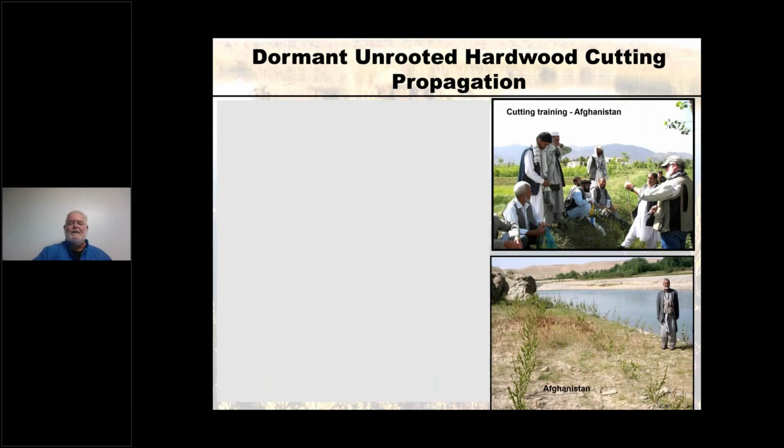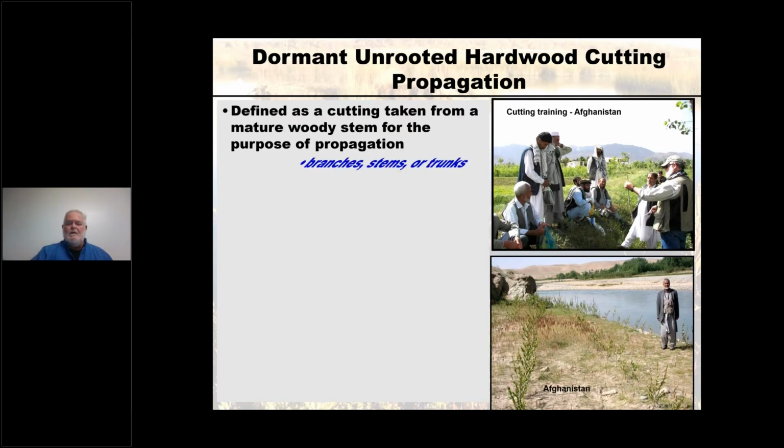So now let's talk a little bit about how to get plants to grow, riparian plants. The ones I'm going to talk about, we call them dormant, unrooted hardwood cuttings. And we'll talk about each part of that. First of all, a hardwood cutting is defined as taking a branch or stem or trunk from a mature woody species for the purpose of propagation.